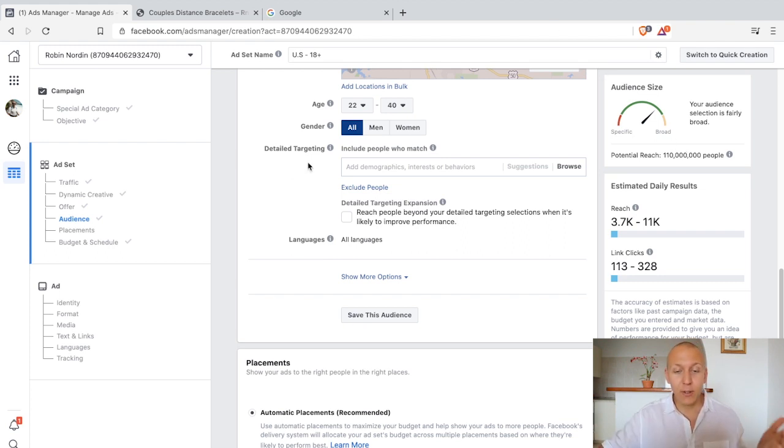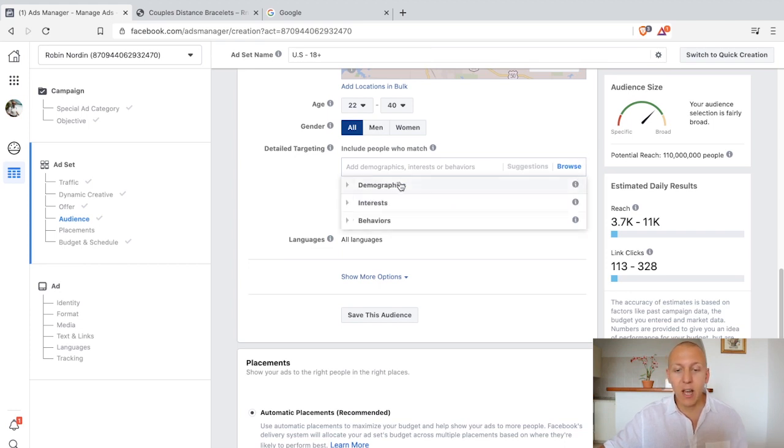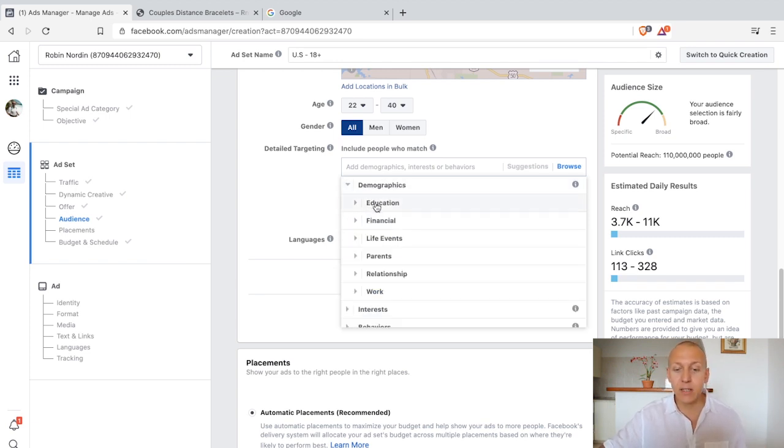All right, so the first thing that you can do here is click on browse, and what you see are demographics, interests and behaviors, and you can choose whatever is going to fit your product or service. So if I click on demographics, we can match people. Well, we already did some demographics, right, by age and gender, but now we can go deeper. We can match someone's educational level, financial level, specific life events, if they are parents, if they're in a relationship or not, what type of relationship, what type of work they have, etc.